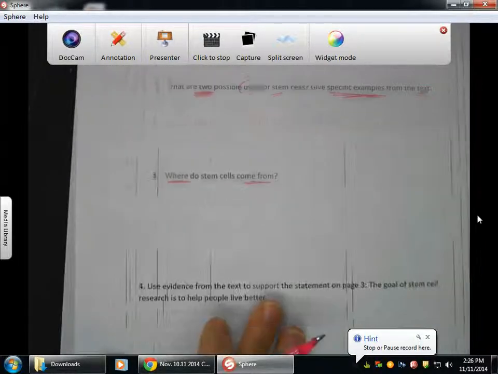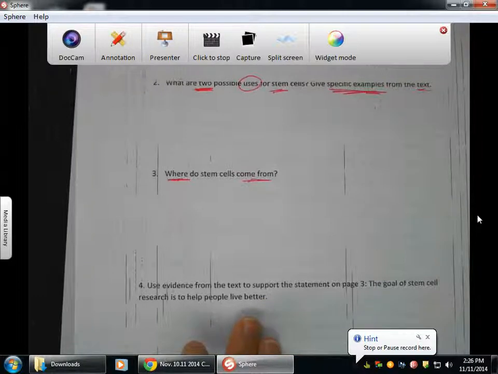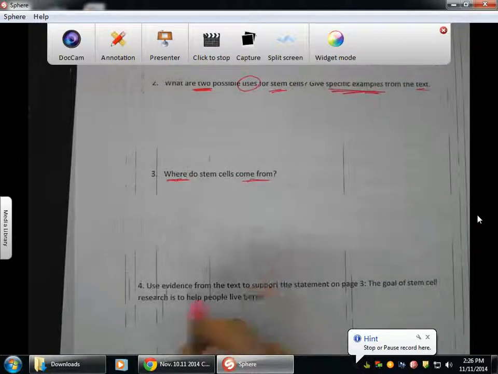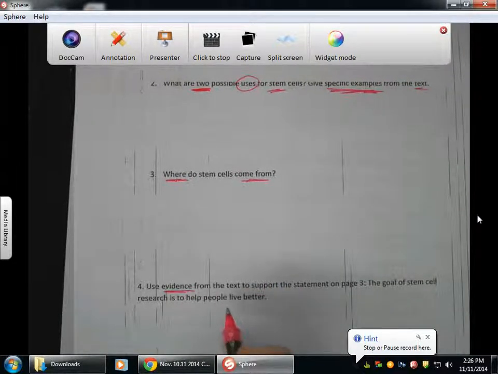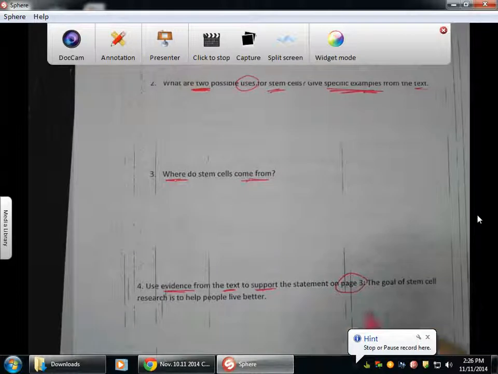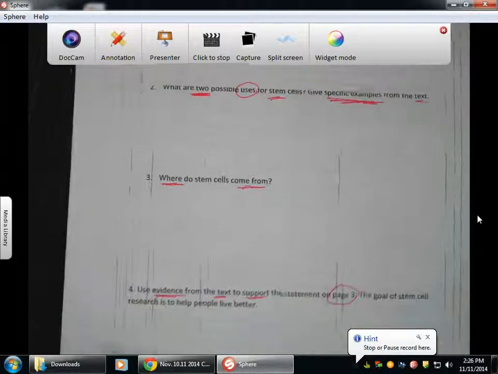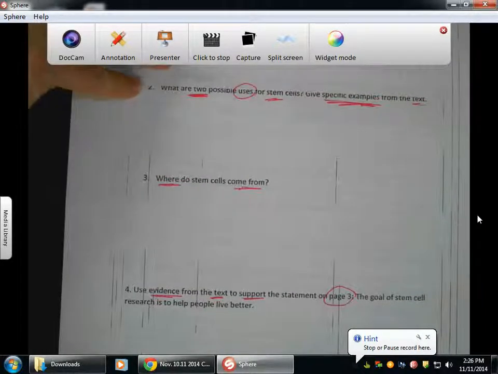Number 4, use evidence from the text to support the statement on page 3. The goal of the stem cell research is to help people live better. So I definitely want to underline evidence here from the text, and then I want to support my answer with the statement from page 3. So I'm going to circle that so I make sure I go back to page 3 to find this statement so I can best answer that question. Okay, so that was previewing the question.